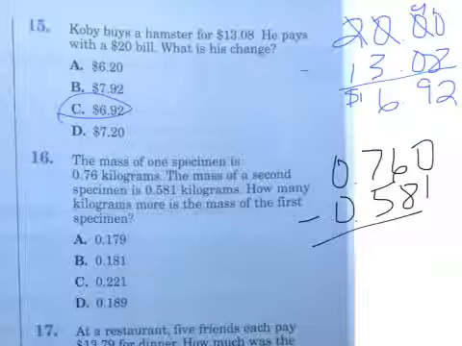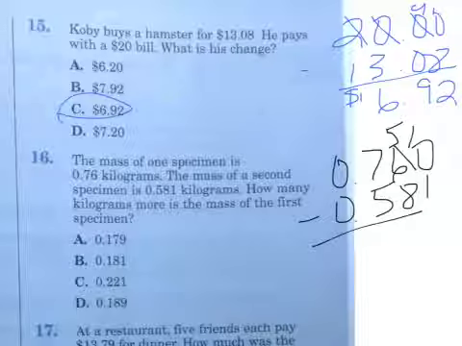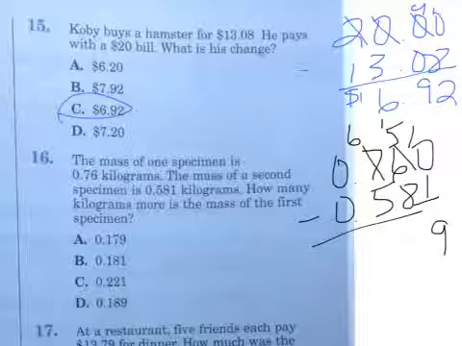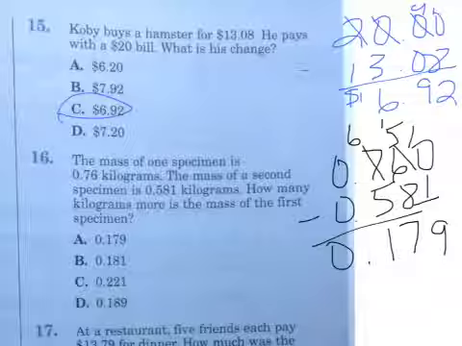Let's go ahead and subtract this. Let's go ahead and borrow. So 10 minus 1 is going to be 9. We know 5 will not subtract from 8, so we're going to borrow from the 7. So we'll say 15 minus 8 is going to be 7, and 6 minus 5 is 1. So our total there is 0.179 kilograms, which is A.